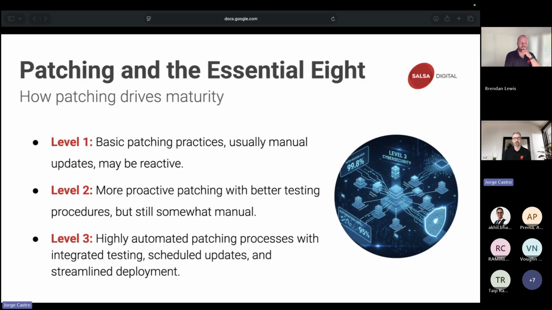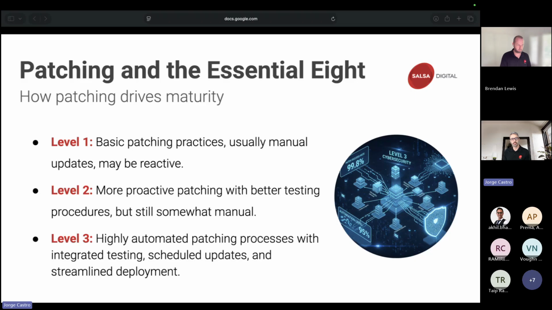But as you mature to something like a level 2, you can introduce better testing. You might be able to introduce even some level of automation as well. But the process is still fairly manual, not fully integrated, but you're making some progress. Level 3 is your target state, essentially. And here we see highly automated patching processes and integrated testing and scheduled updates, and you streamline your whole deployment, essentially.